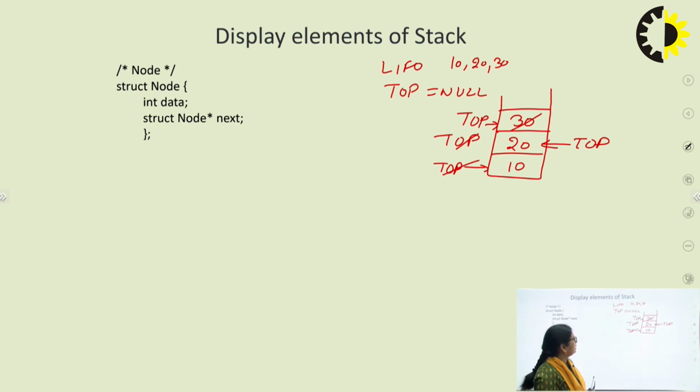Okay, so now let me consider that my stack contains 3 elements. Firstly, I inserted 10, then I inserted 20, then I inserted 30. So I have 3 elements and on the top it is 30. Okay. So now I have to implement it using linked list.